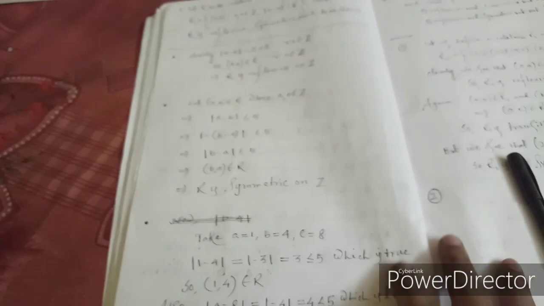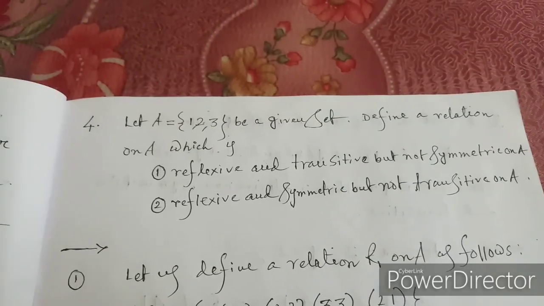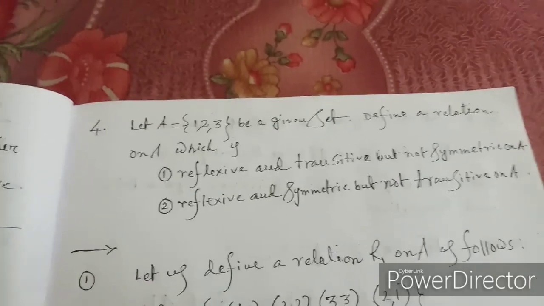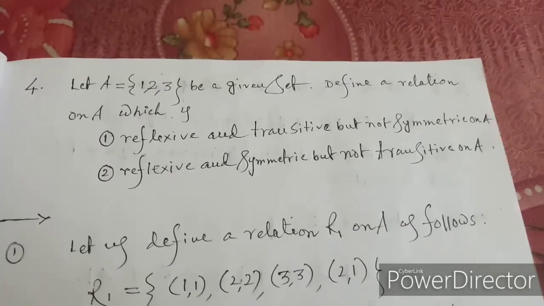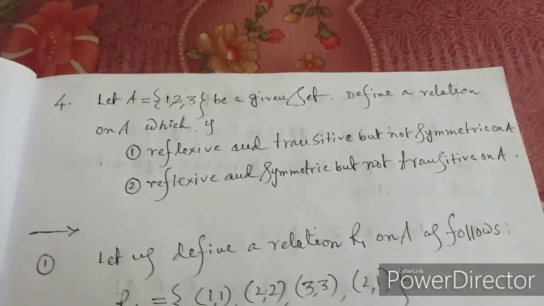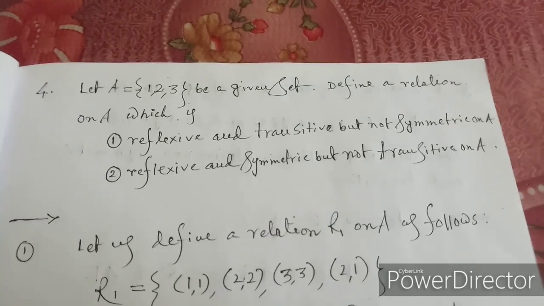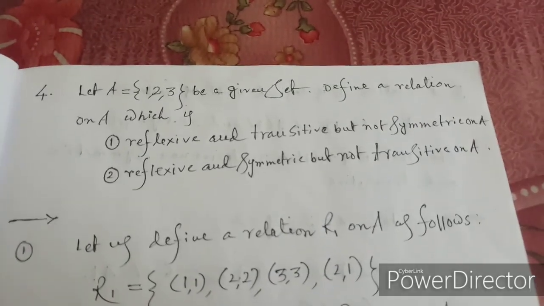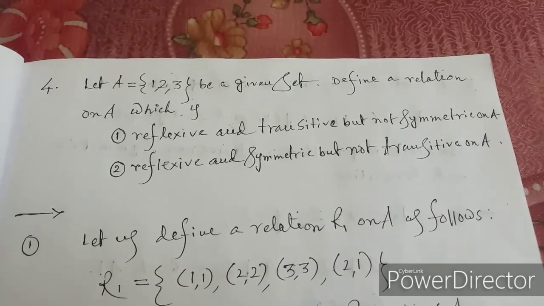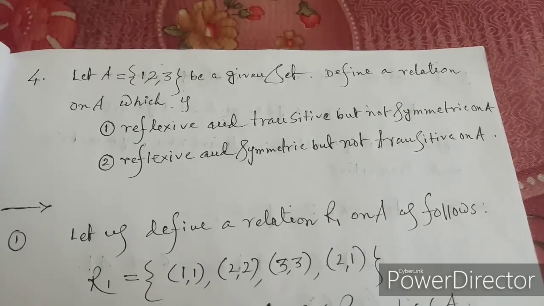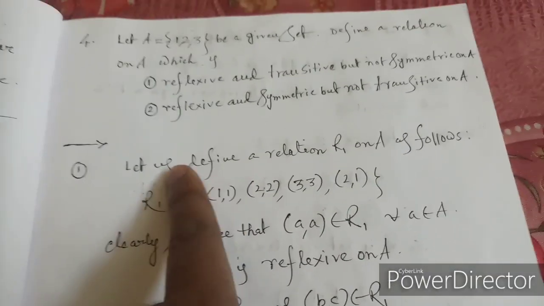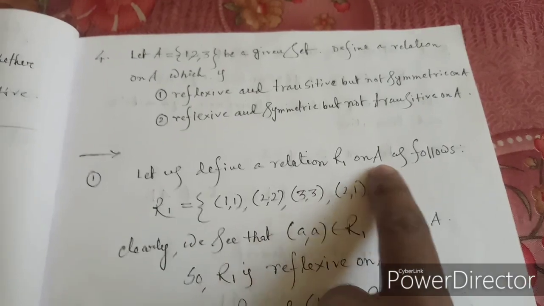Clear? Very good. So we are going to the next problem. Problem number 4 says: let A equal to {1, 2, 3} be a non-empty set, obviously. Define a relation on A which is reflexive and transitive but not symmetric on A. And number 2, reflexive and symmetric but not transitive on A. Let us consider or define a relation R1 on A as follows.